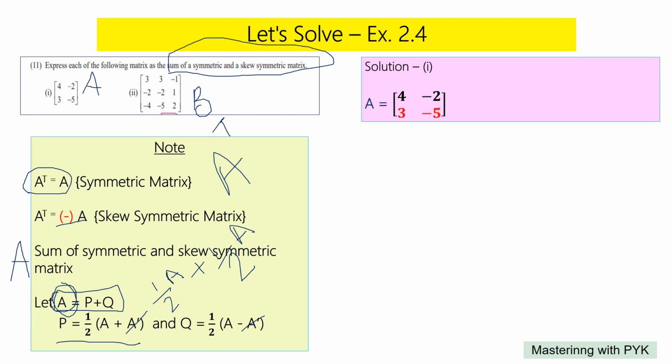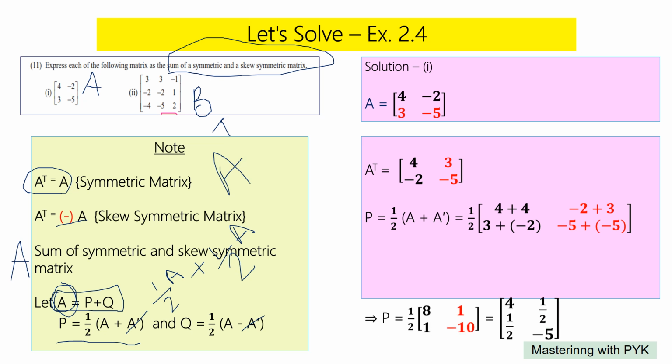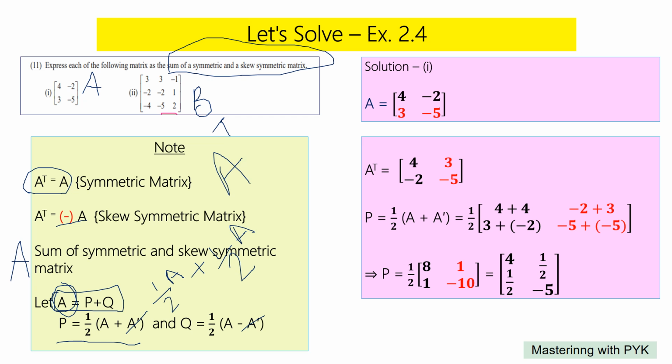So let's start. The first question, we have A given as 4, minus 2, 3, minus 5. So A transpose would be 4, 3, minus 2, minus 5. Now we'll find P first. P, we have said, is half of A plus A dash, right? So A and A dash: 4 plus 4, minus 2 plus 3, 3 minus 2, and minus 5 plus minus 5. So on solving, we get P as 4, half, half and minus 5, right?